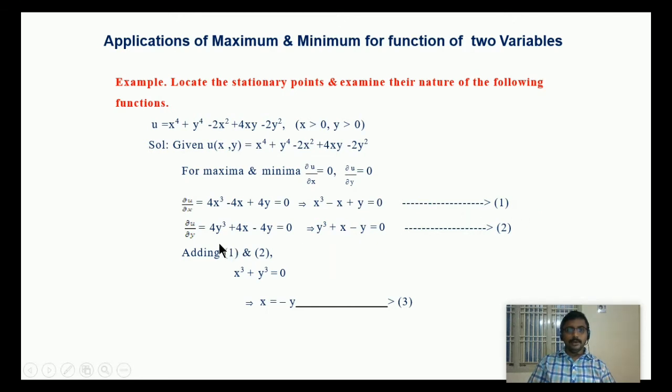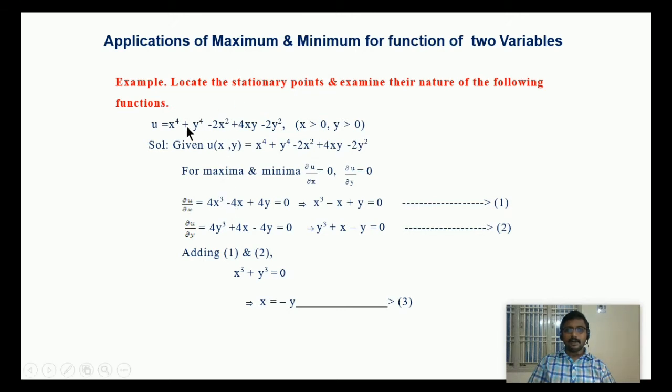Now dou u by dou y, differentiating u partially with respect to y, keeping x as constant. If the constant term is a separated one, then its derivative becomes 0. If the constant term is multiplying the independent variable term, just take out the constant term and then differentiate the independent variable term. So dou u by dou y, while differentiating partially with respect to y, keep x as constant.